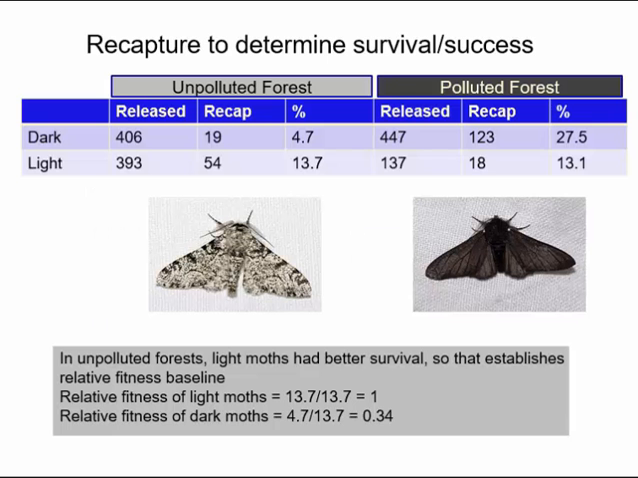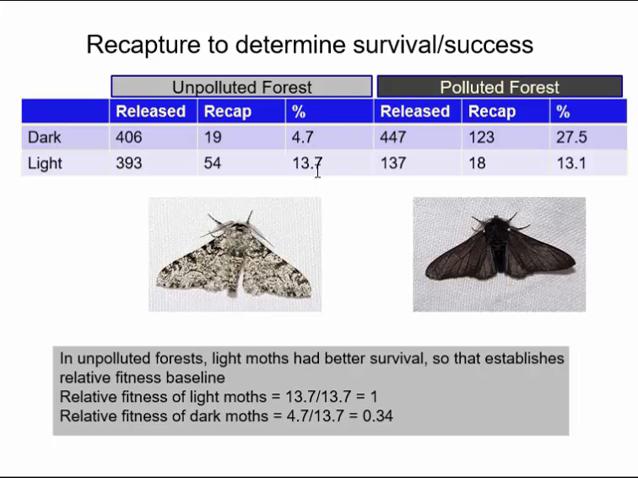We can plug in the data that we gather here. So how do we know what the survival is? Well, you can do a mark recapture study. So we capture, say, 406 dark colored moths collected from an unpolluted forest. We tag them, mark them somehow, and then we go back later and recapture 19 of them. That gives us a sense of the percent survival. We're going to say 4.7. Light colored moths, same thing. We get about 393, and when we recapture 54, the percent survival here is much more, 13.7.